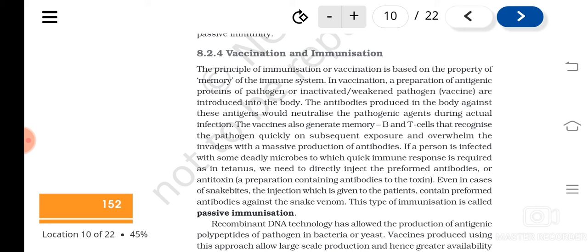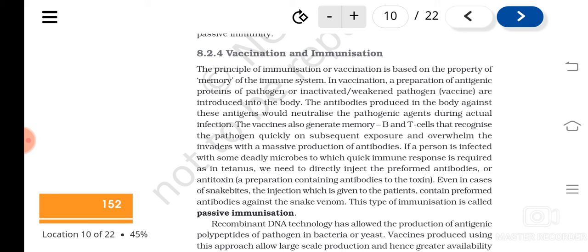We are giving an antigenic protein. Antigenic protein means, antigen means what? Any foreign bodies, not the antigen of our blood. Antigen also refers to any foreign bodies, proteins that enter into the body. So any antigenic proteins of a pathogen, or sometimes inactivated or weakened pathogens, are introduced into the body. Understood? And then what will happen? The body prepares the antibodies against it.